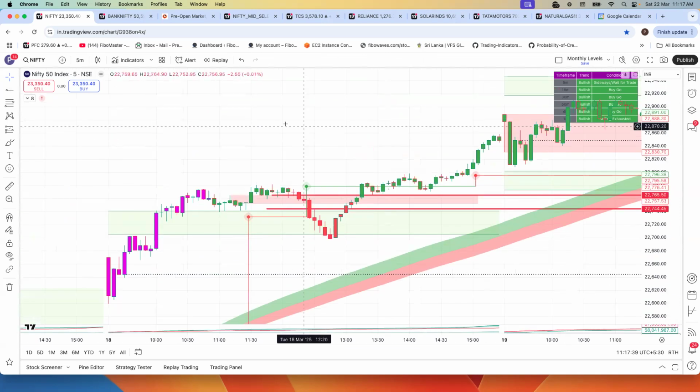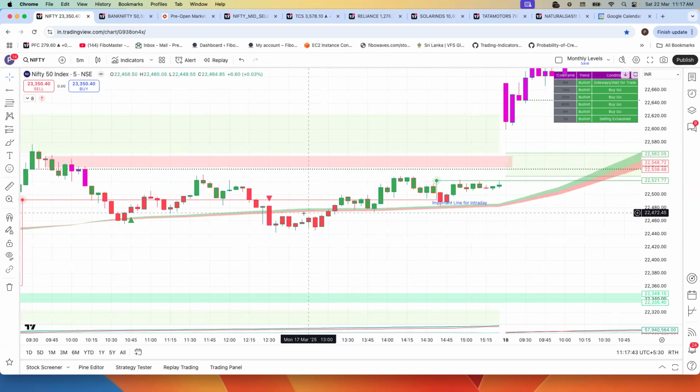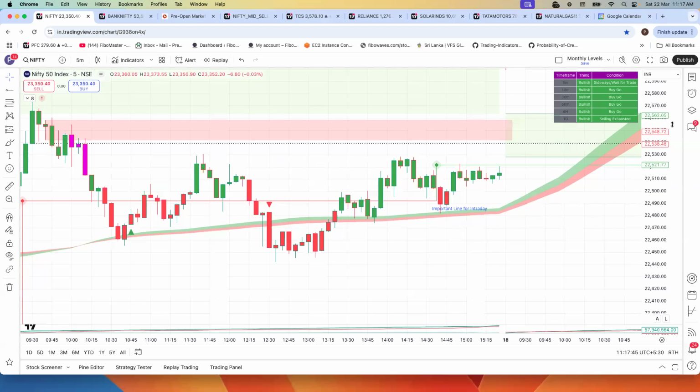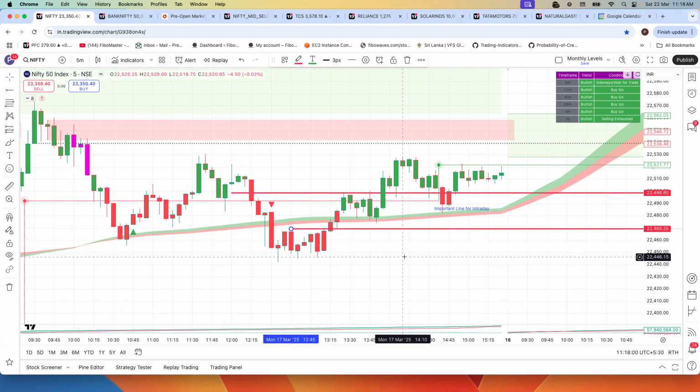Same thing. Still on the green. Green is on the top, correct? Yeah, green is on the top. Red color is changing to green color candle. So above this, I'll take a trade. Red will be my stop loss. Did I hit my stop loss? No.